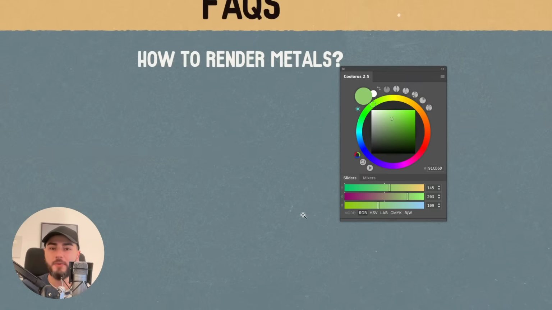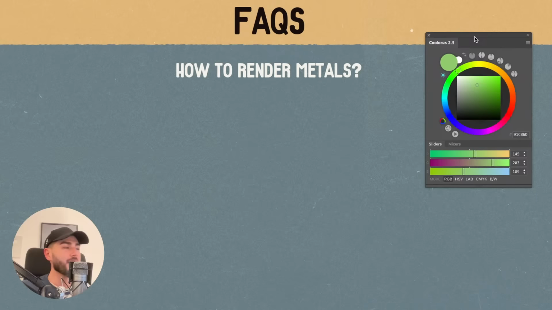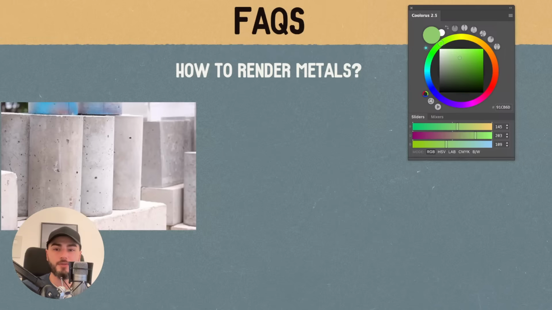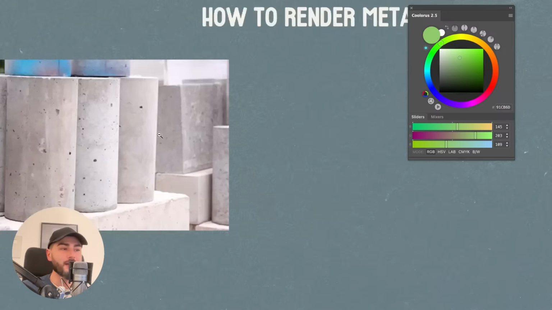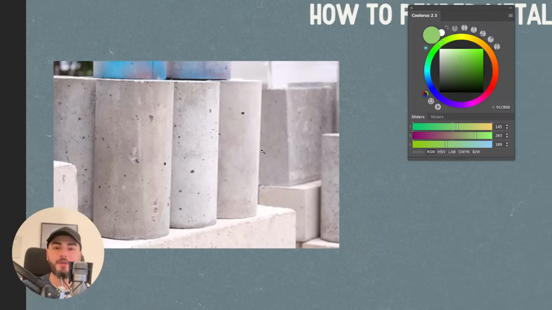How to paint metals. Painting metals is something super, super fun if you know how to do it, and it is not that complex. So let me show you how to do it. Here we have some cylinders. These are made out of concrete. I just Googled for an image. Concrete, I looked for it because it has a very flat, matte texture. It means that it doesn't have speculars, which means it's very easy to start painting like this.